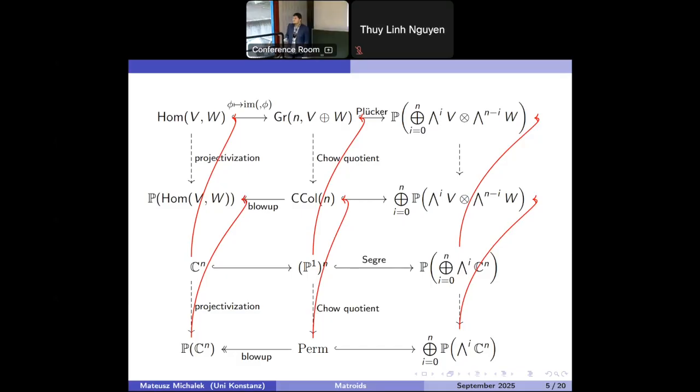Jumping from one tensor to two tensors? No, it will be all about three tensors. Oh, that's a very good question. So I told you, I will not tell you what's a matroid. I will tell you what's a representation of a matroid. It's just a linear subspace of C to the n.